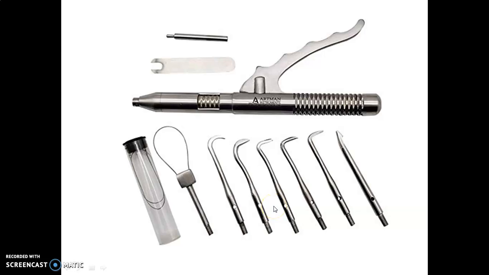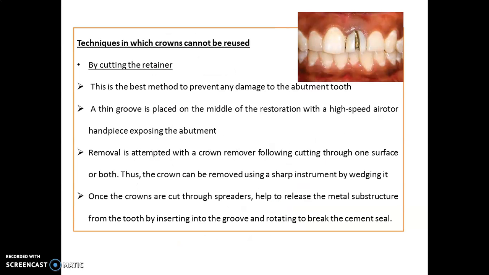So aspirants, please remember this for your image based question. Then comes the technique in which crowns cannot be reused. So what we do, we cut the retainer. You can see in this diagram the retainer has been cut. So it's the best method to prevent any damage to the abutment tooth.